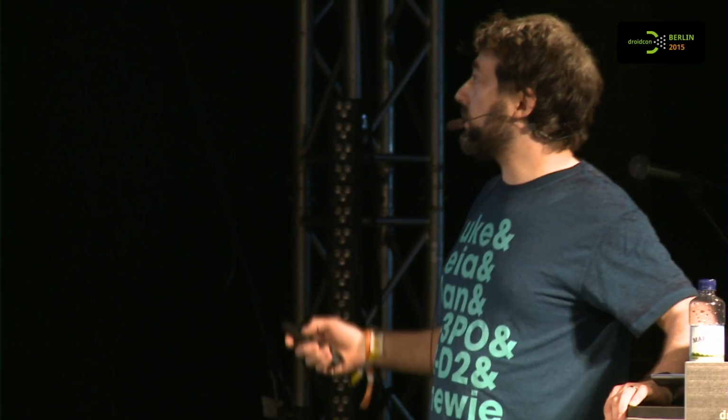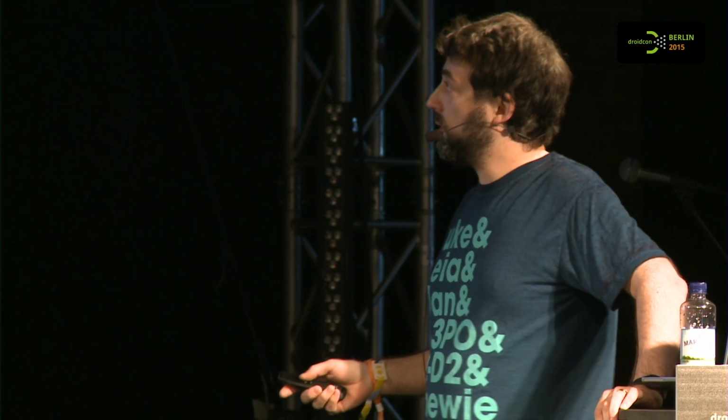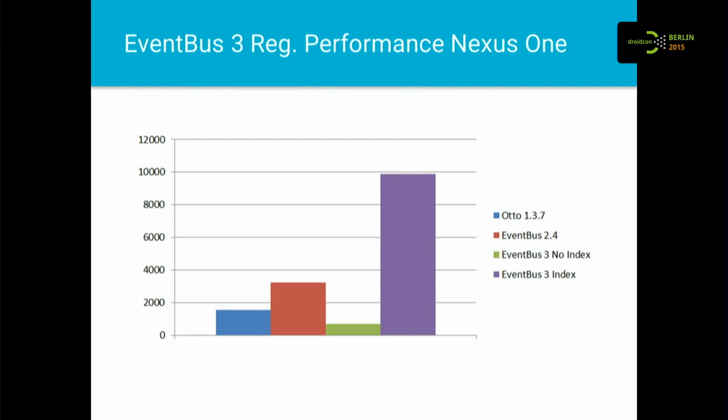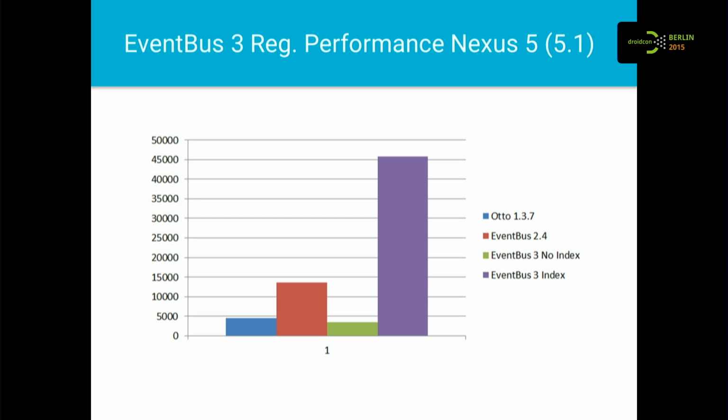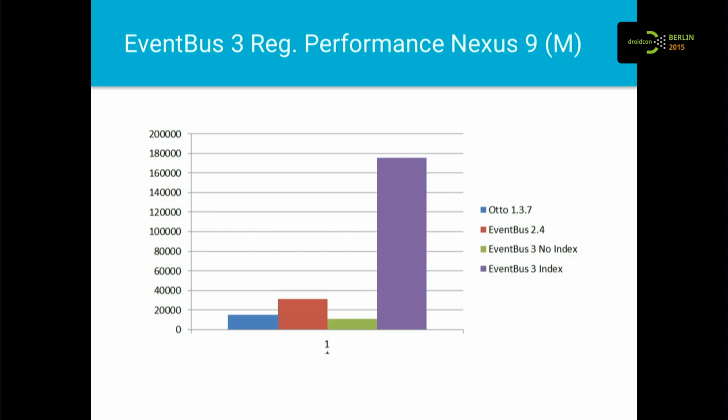Oh yeah, by the way, this is an old Nexus 1 running Android 2.3. Even if those values are very, very low, it's perfectly fine to use EventBus 3 for older devices. This shows the same for Nexus 5, which is about the same, and Nexus 9 is also about the same.